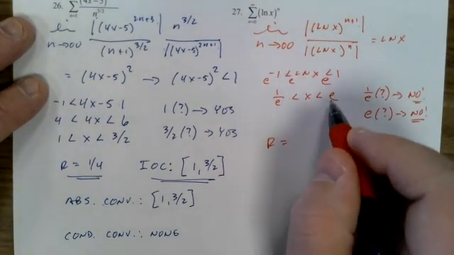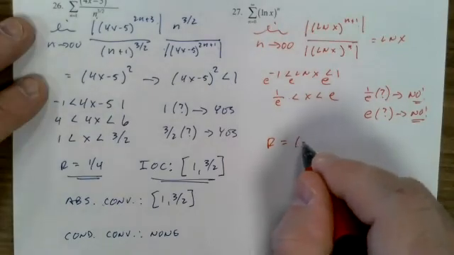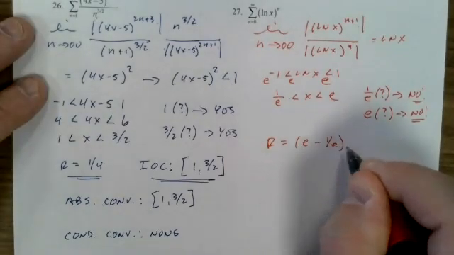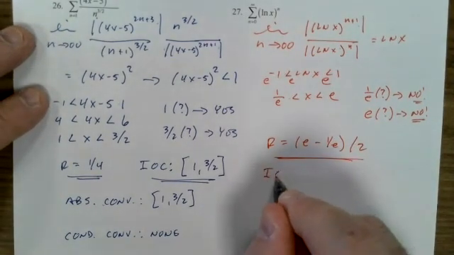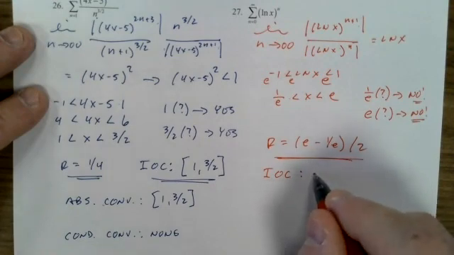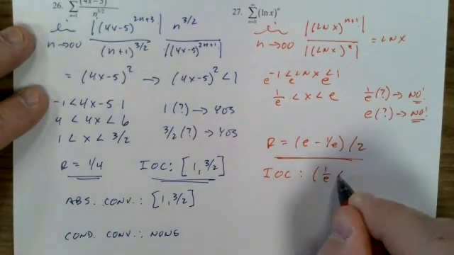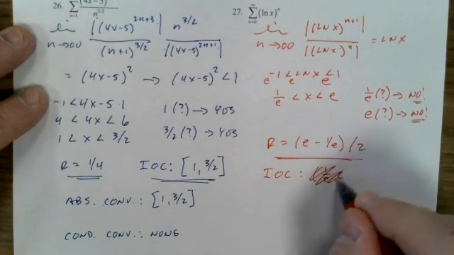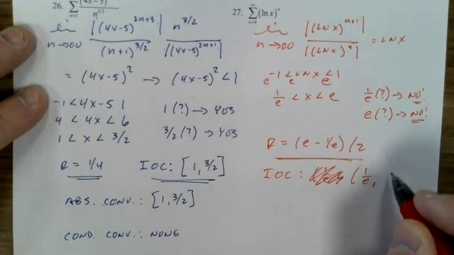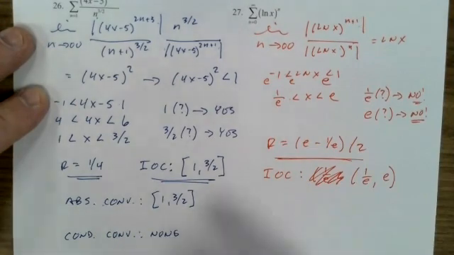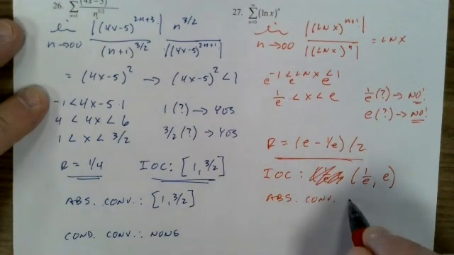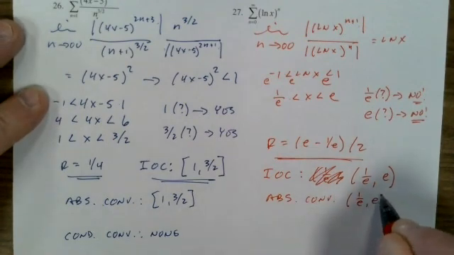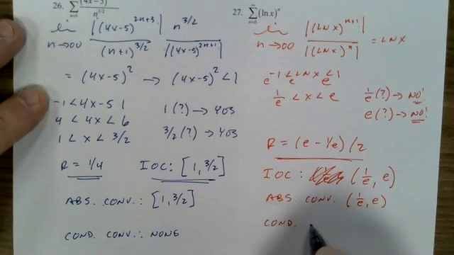So here we go. Radius is e minus 1 over e over 2. How's that for math? And the interval of convergence is 1 over e to e. And it is absolutely convergent from 1 over e to e, and conditionally convergent, none.